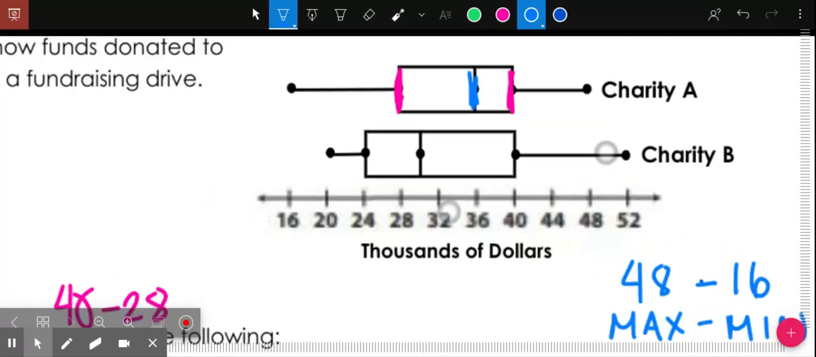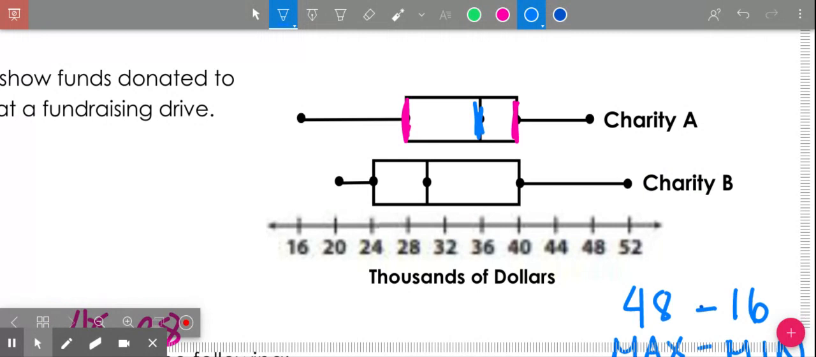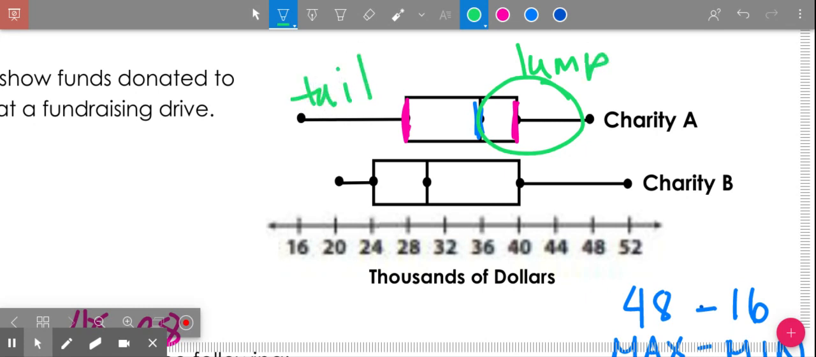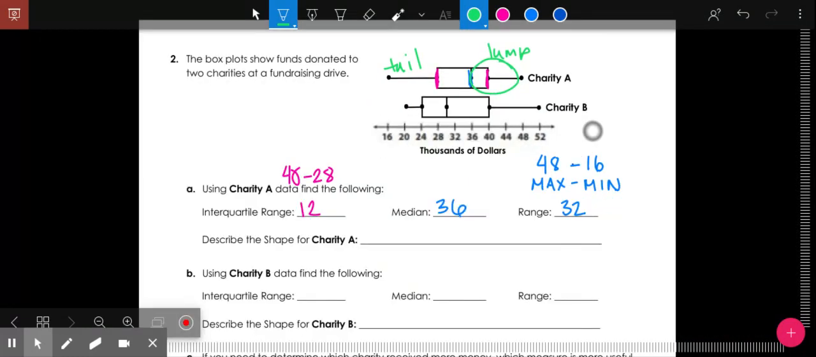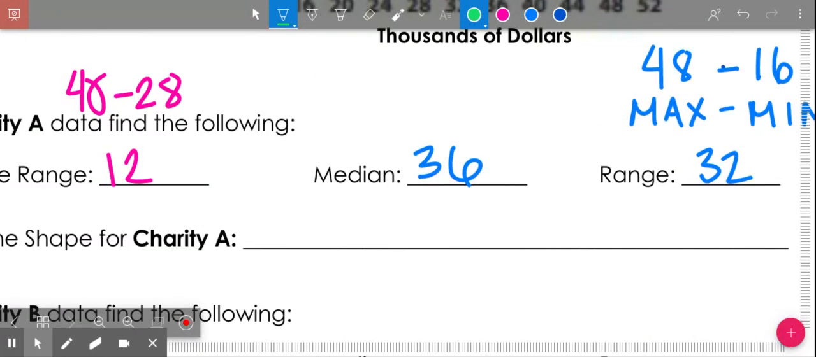And the shape for charity A. Ooh, let's look at that. You could make a case for the data lump being over here and then a tail over on the left. So I would say that that's probably slightly skewed left.